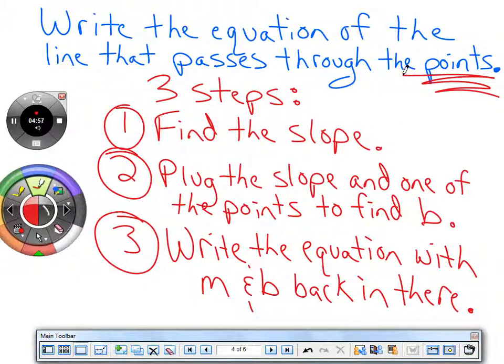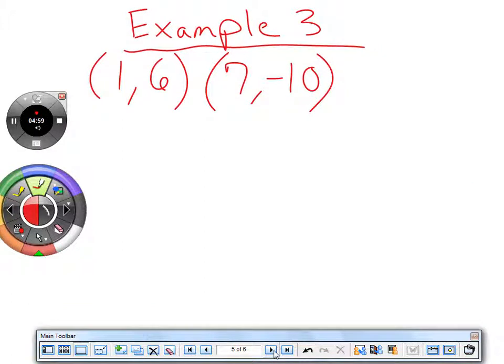All right. So let me show you. You got 2 points, and you're supposed to write the equation of the line. I would say maybe 2 questions out of 50 on the final exam are this, at least. So it's kind of a big deal.